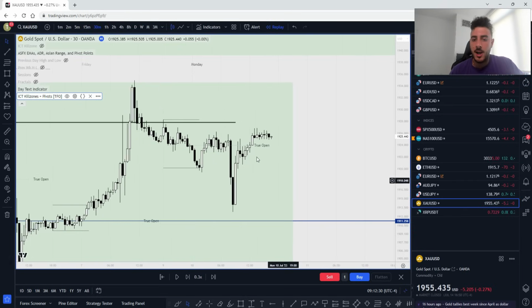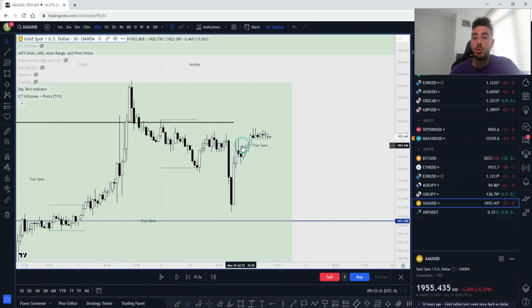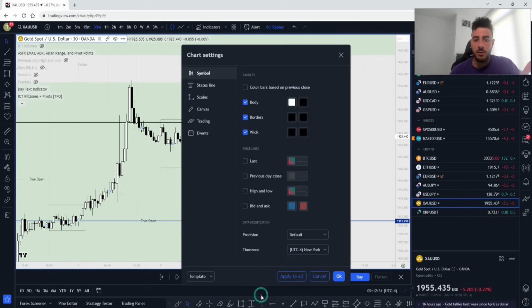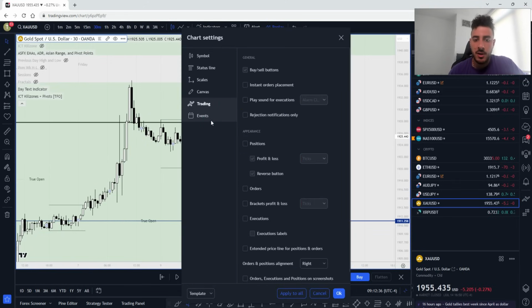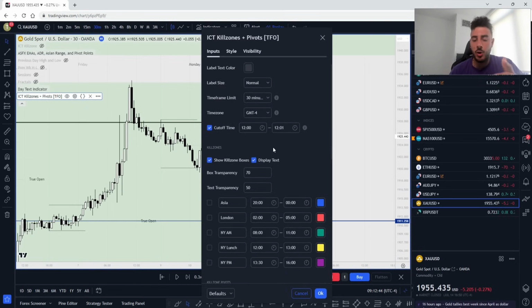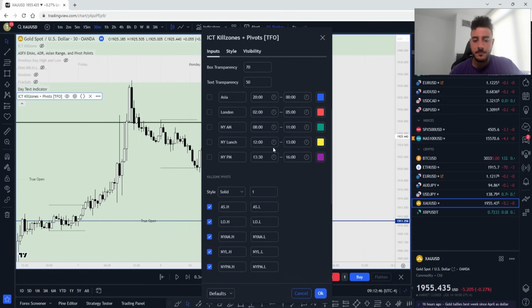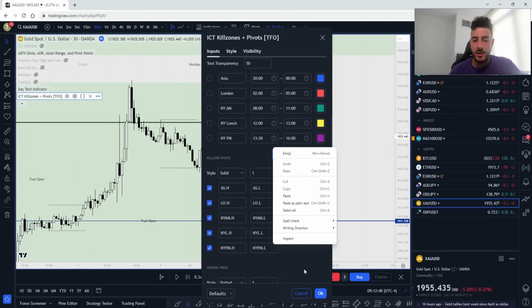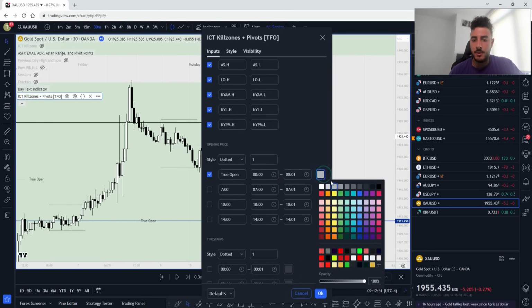This essentially helps me plot the true opening price. True open is just the midnight opening price. So again, you can just kind of see it visually. So let me go ahead and make that a little bit more clear. You could do a bunch of cool features if you guys want to go ahead and check this indicator out. And the true opening price, let me make that a little bit darker color right there so it's more visible.